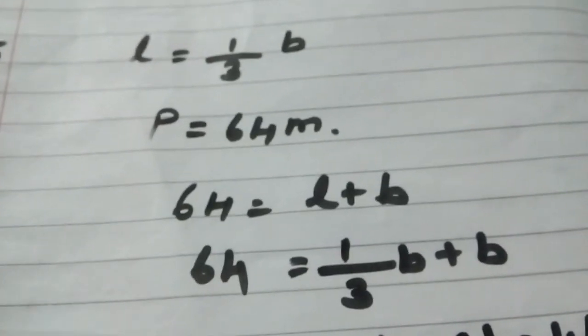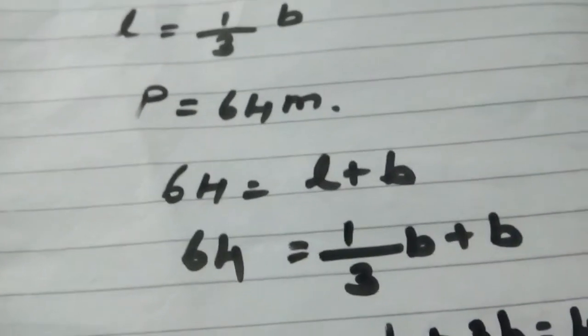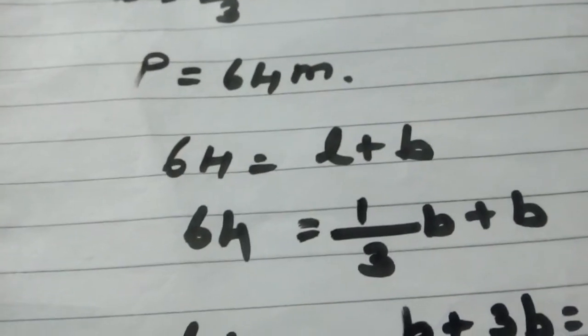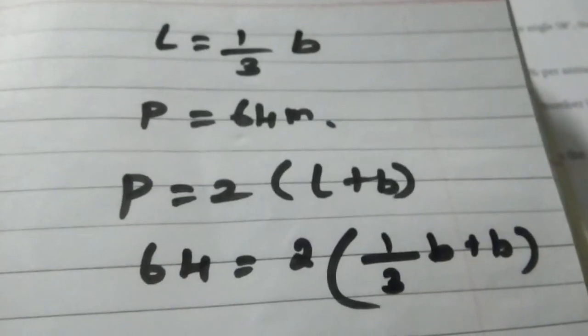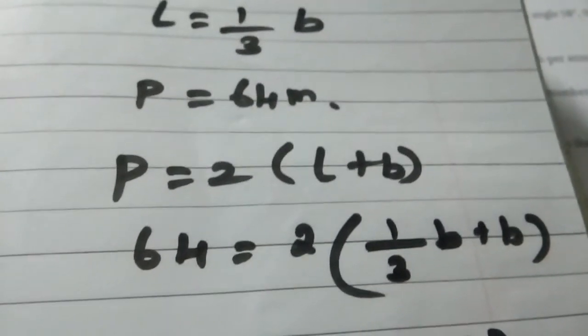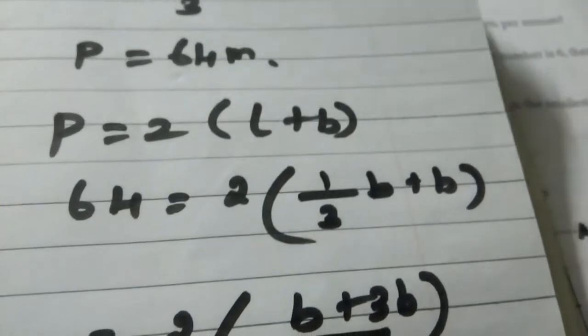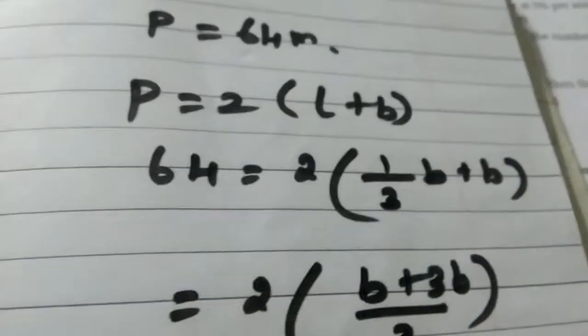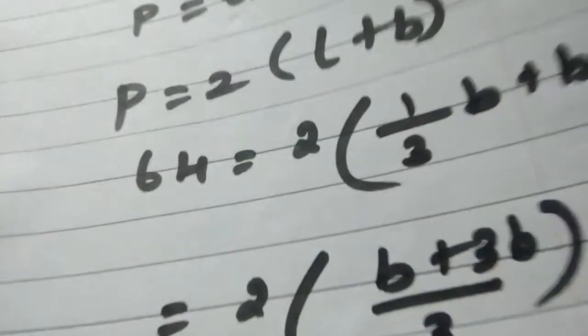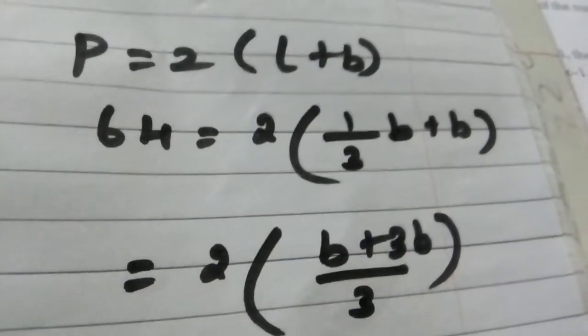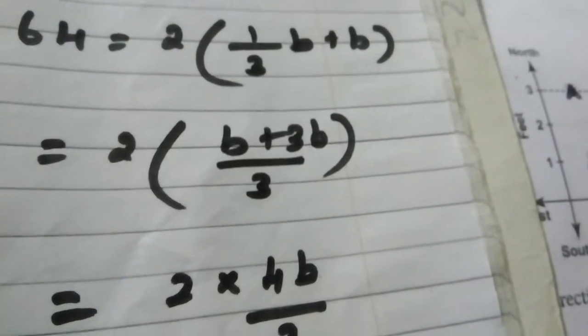So where L is equal to 1/3 of B, the perimeter is 64 meters. So what is the perimeter of the rectangle? It is given that L is 1/3 of breadth and perimeter is given as 64 meters. So we know the formula, perimeter is equal to 2 into L plus B. Perimeter of the rectangle is equal to 2 times L plus B. Therefore we can substitute the values. P is equal to 64, whereas the value of L plus B, L is 1/3 of B, right? So that also we are substituting. We are getting 2 into B plus 3B by 3.